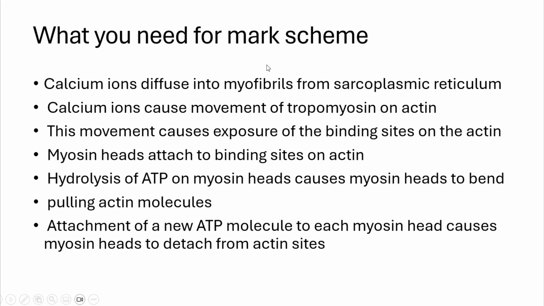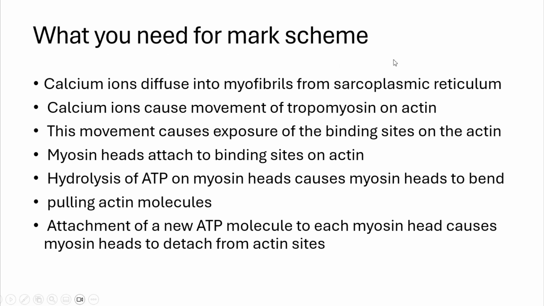So this is what you need to write for the mark scheme if it asks you to explain this kind of process. You just say that calcium ions diffuse into myofibrils from the sarcoplasmic reticulum. Calcium ions cause movement of tropomyosin on actin. This movement causes exposure of binding sites on the actin. Myosin heads attach to the binding site on actin. Then hydrolysis of ATP on myosin heads causes the myosin heads to bend, pulling the actin molecules, and attachment of a new ATP molecule to each myosin head causes the myosin heads to detach from actin sites.